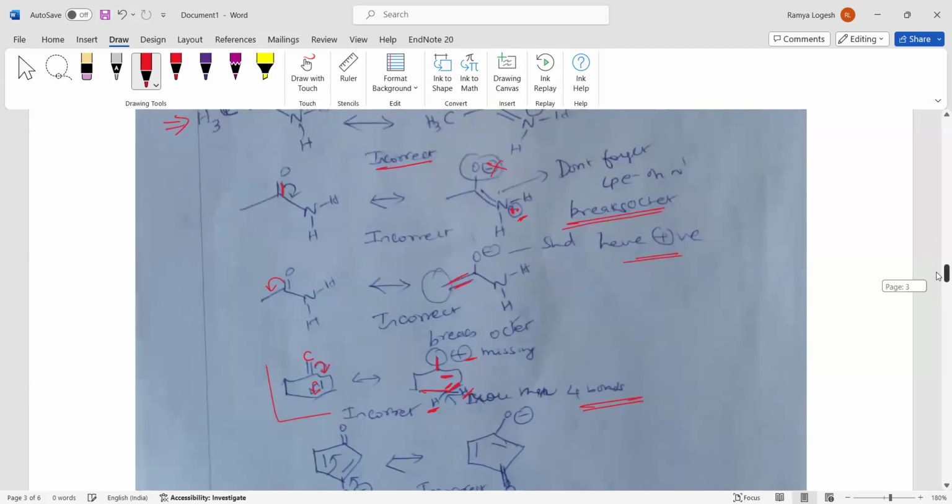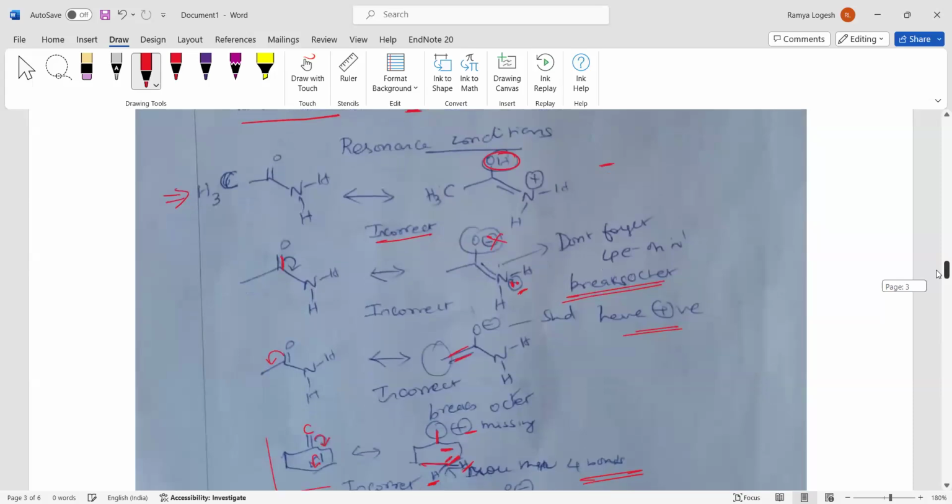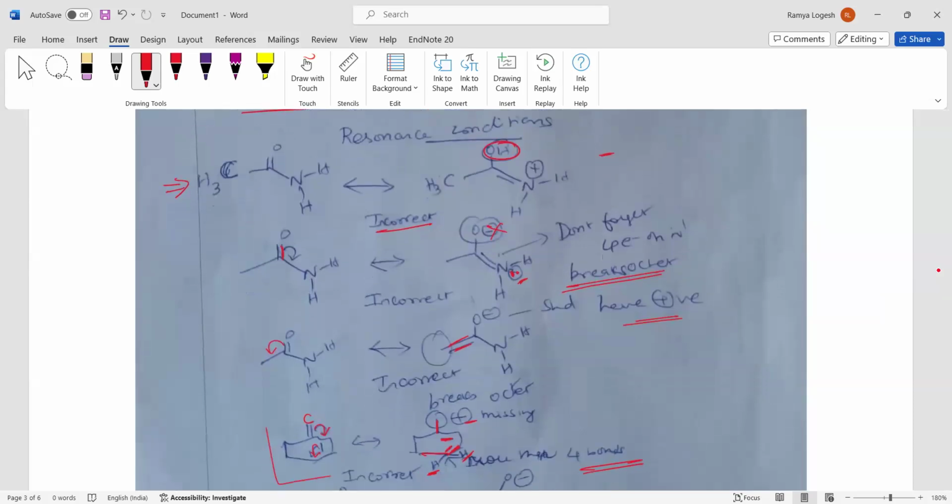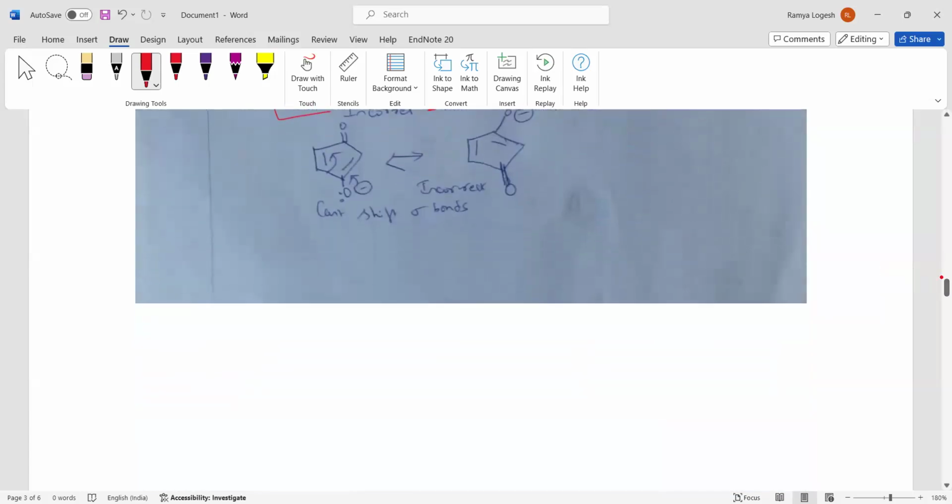See, I'm just showing you these basic examples so that you understand that when some resonance structures are there, and they ask you which is stable, which is not possible, and so on, the moment you see these, you should be able to find it out. Just what are the things that you should look at? The last one.